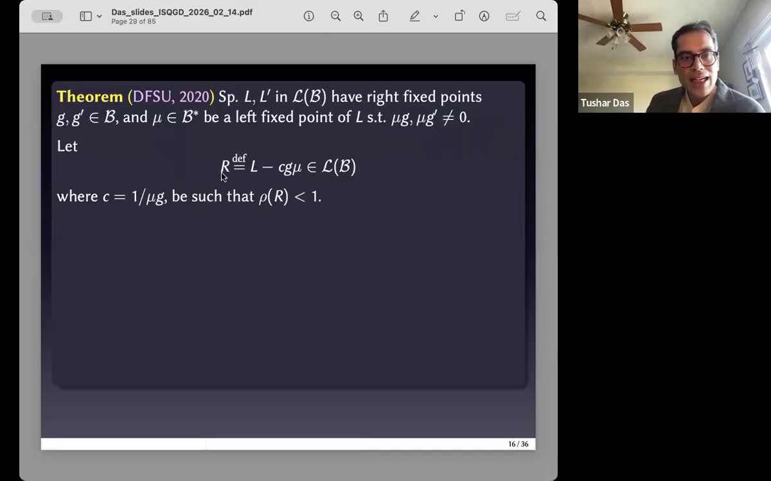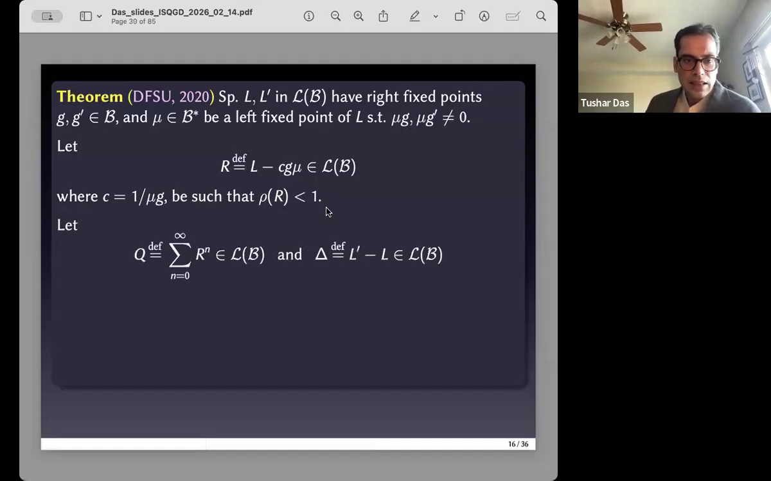So then we're going to define a new operator, R, which is going to be L minus C G mu, where this constant C is 1 over mu G. And we have to assume that we can form a Neumann series for this operator. So we're going to assume that its spectral radius is strictly less than 1.